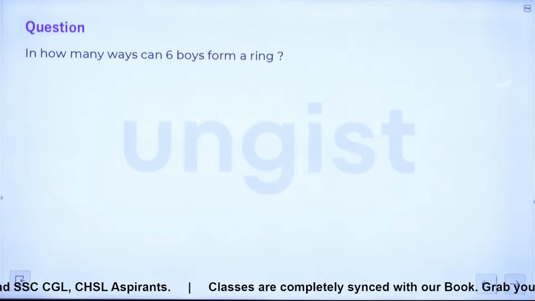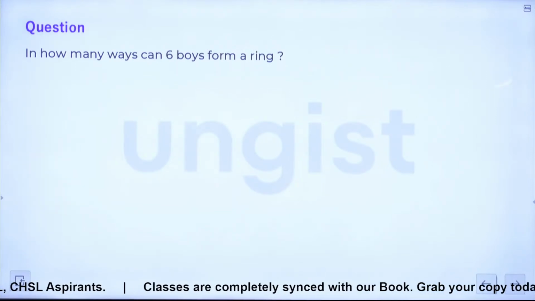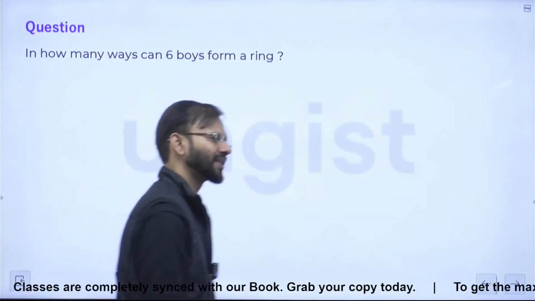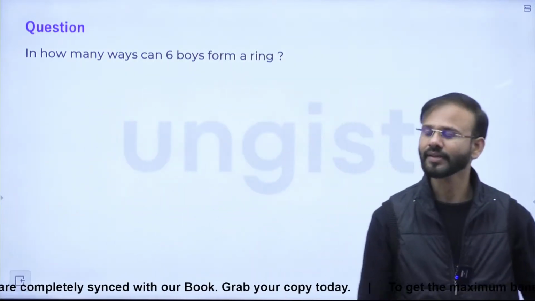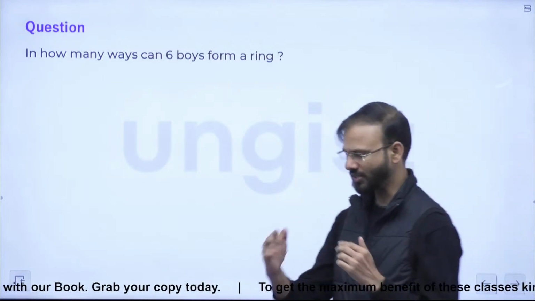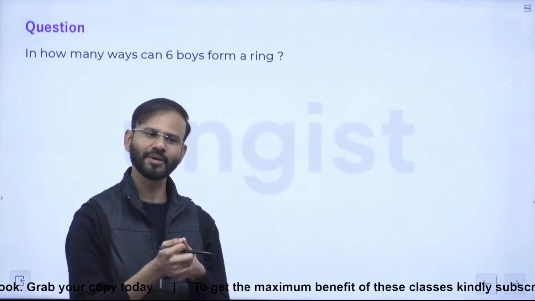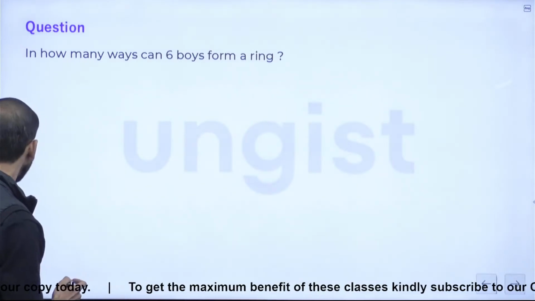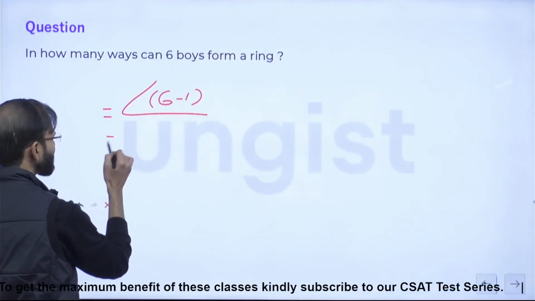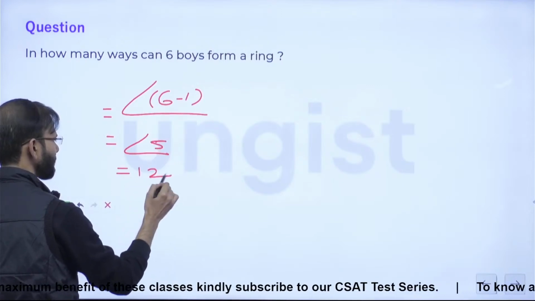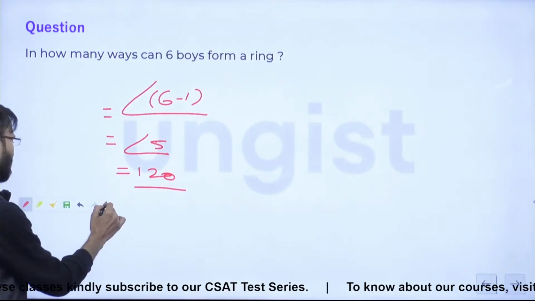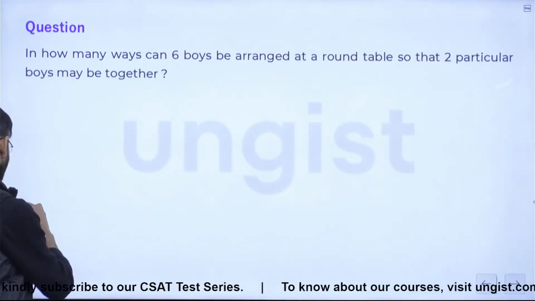See, all of you. The first question: in how many ways can 6 boys form a ring? What is the answer? Yeah, 5 factorial. 6 boys, you have to put them in a circular manner. So this will be factorial 6 minus 1, which is factorial 5, and that is 120. Guys, is it clear? Simple question. Next.